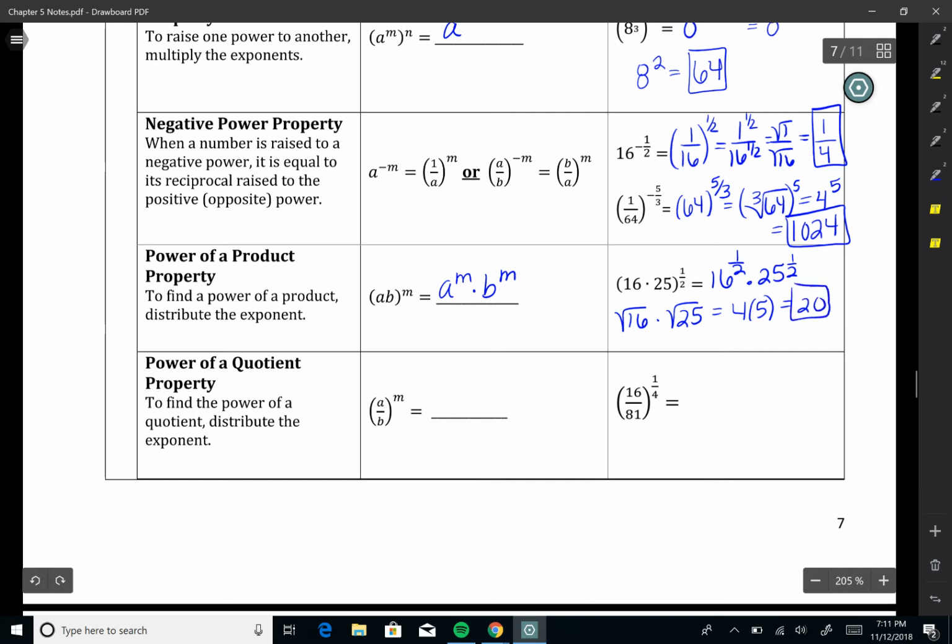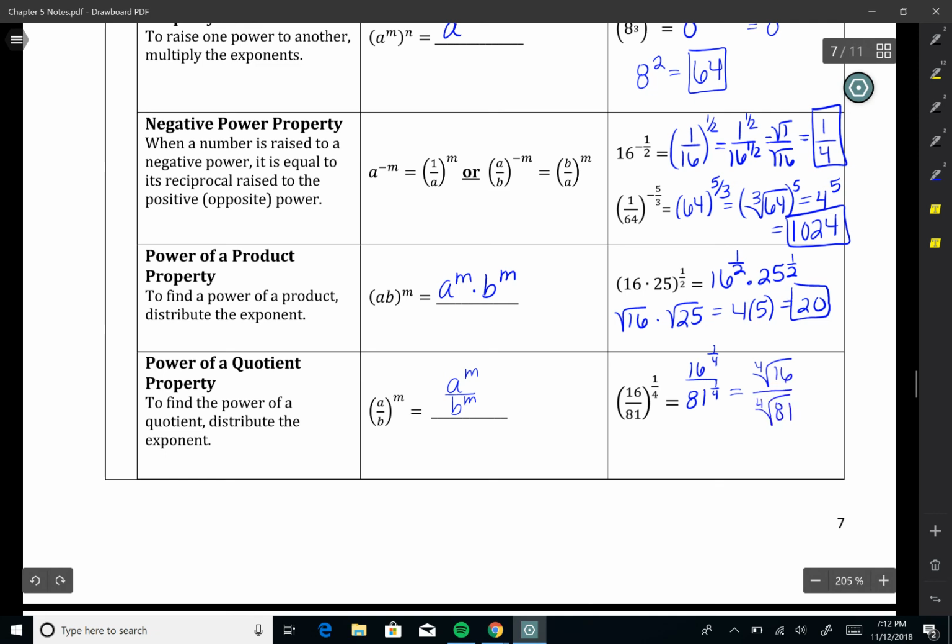And finally, the power of a quotient property. To find the power of a quotient, distribute the exponent. So similar to the power of a product, this is just division. I will have a divided by b, all raised to the m power, is the same thing as a to the m over b to the m. So when I have 16 over 81 to the 1/4, I can write that as 16 to the 1/4 divided by 81 to the 1/4. And remember, 1/4 power is the same thing as taking the 4th root.